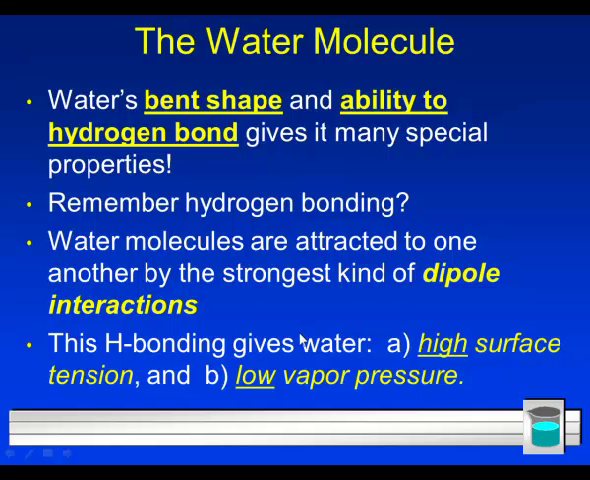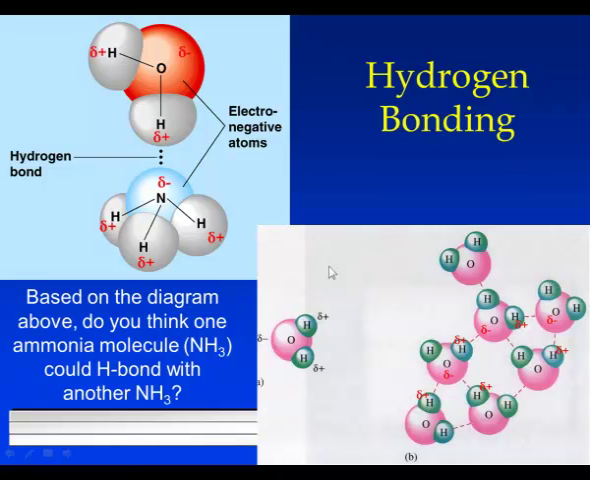It's very high surface tension, very low vapor pressure, which means it has a very high boiling point and melting point compared to most things that are tiny like water. And here's some pictures showing hydrogen bonding. The one on the left showing hydrogen bonding between the partial negative nitrogen of an ammonia molecule, NH3. Ammonia is also polar like water. And a hydrogen from a water molecule.